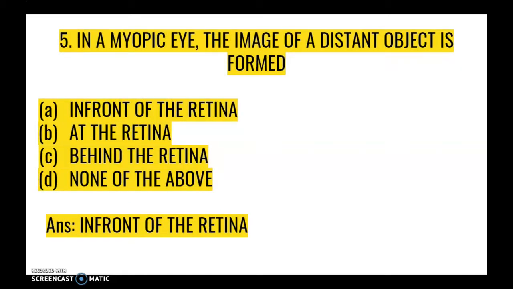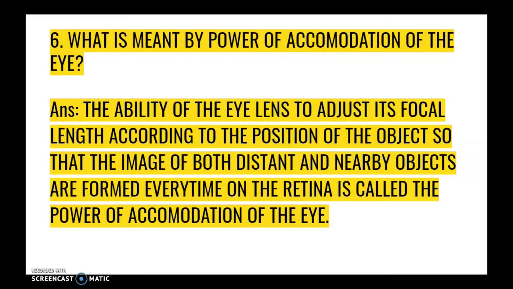In a myopic eye, the image of a distant object is formed in front of the retina, at the retina, behind the retina, none of the above. Answer is in front of the retina. Now let us discuss some broad questions.